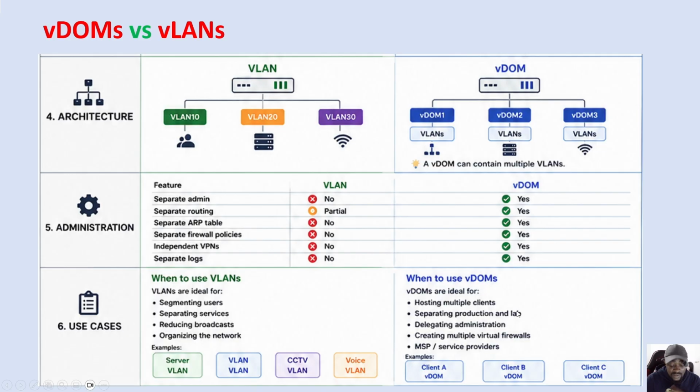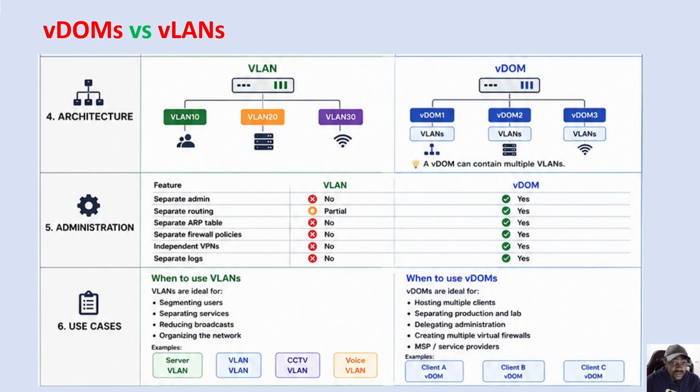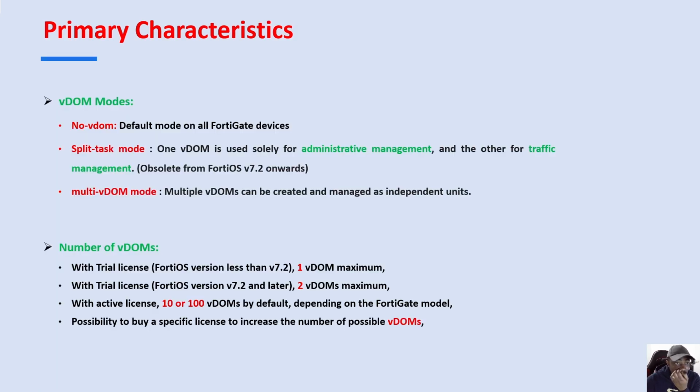So that's it. I hope these two slides were sufficient to present key differences between VLAN and vDOMs. So now talking about the vDOM, the primary characteristics of vDOM. We are going to talk about vDOM modes and the number of vDOMs that you have on your FortiGate device, depending on the license that you actually have.